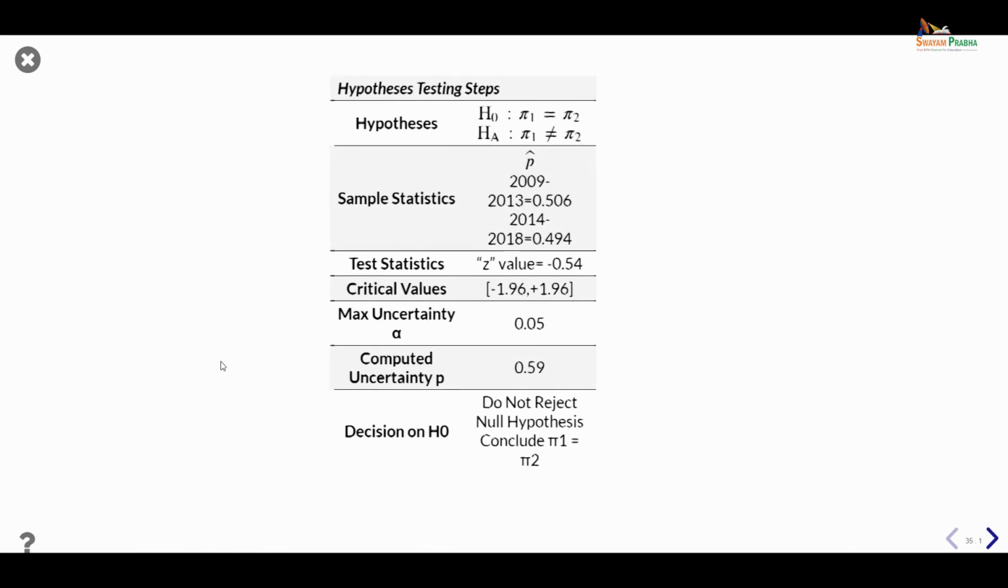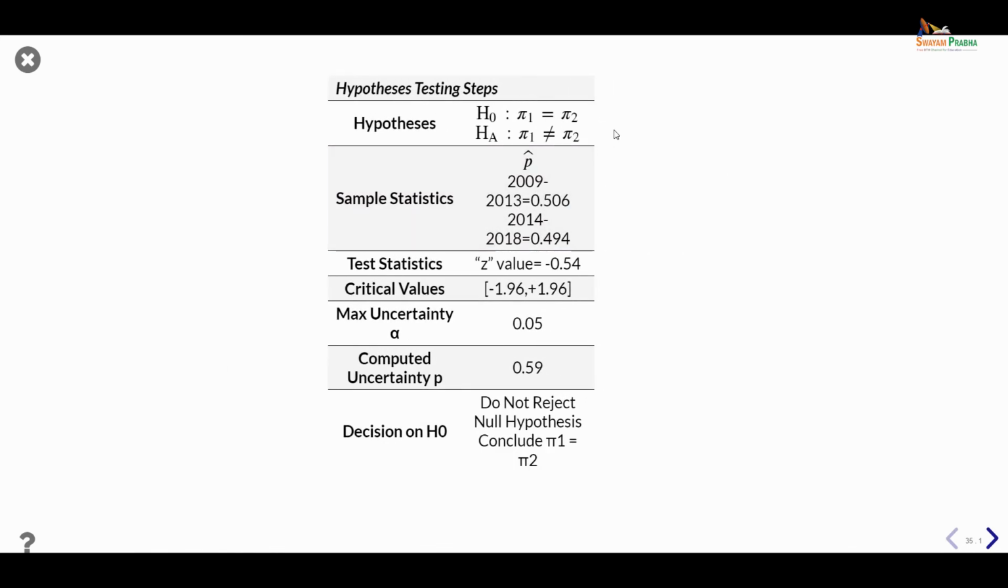So let's plug in the values in the table. I have the test statistic as a Z statistic, which is minus 0.54. Now critical values are plus or minus 1.96. The Z statistic is well within the limits, and you can also see that the computed p-value is greater than alpha. Therefore we don't have sufficient evidence to reject the null hypothesis, and hence the decision is that we do not reject the null hypothesis. So both the proportions are equal.